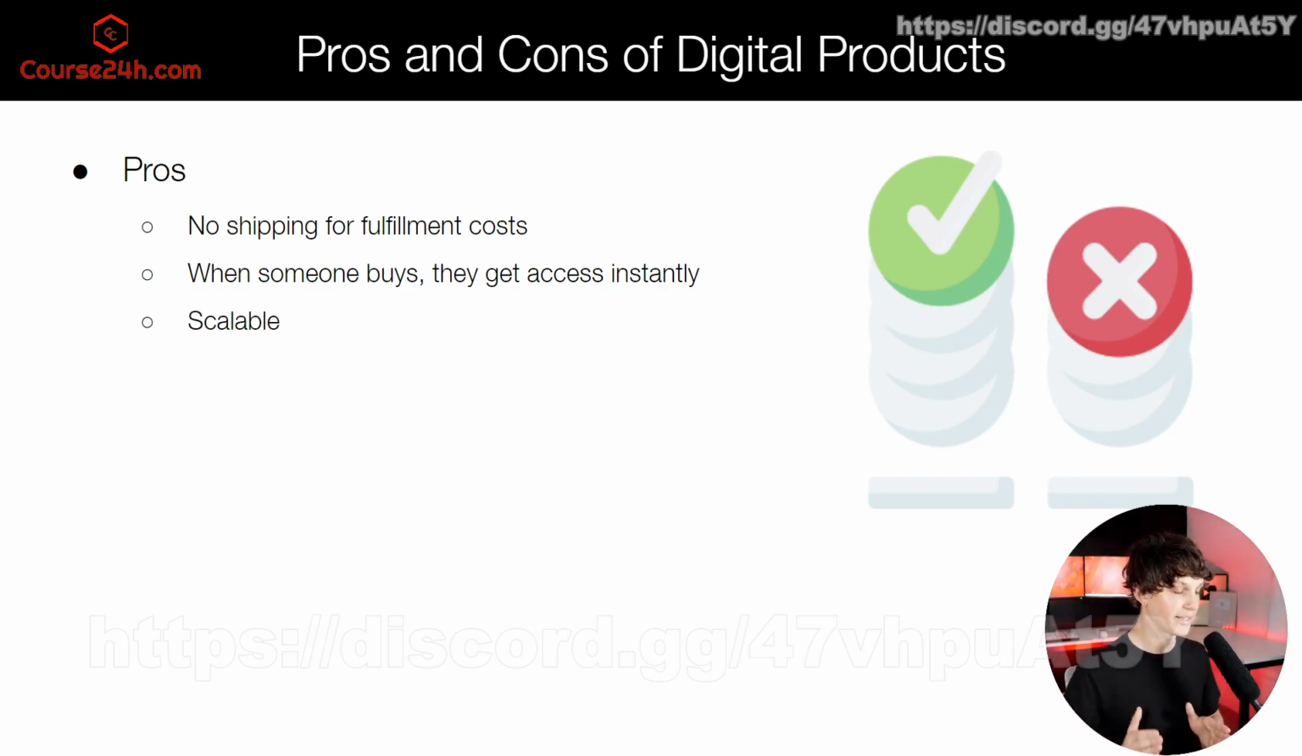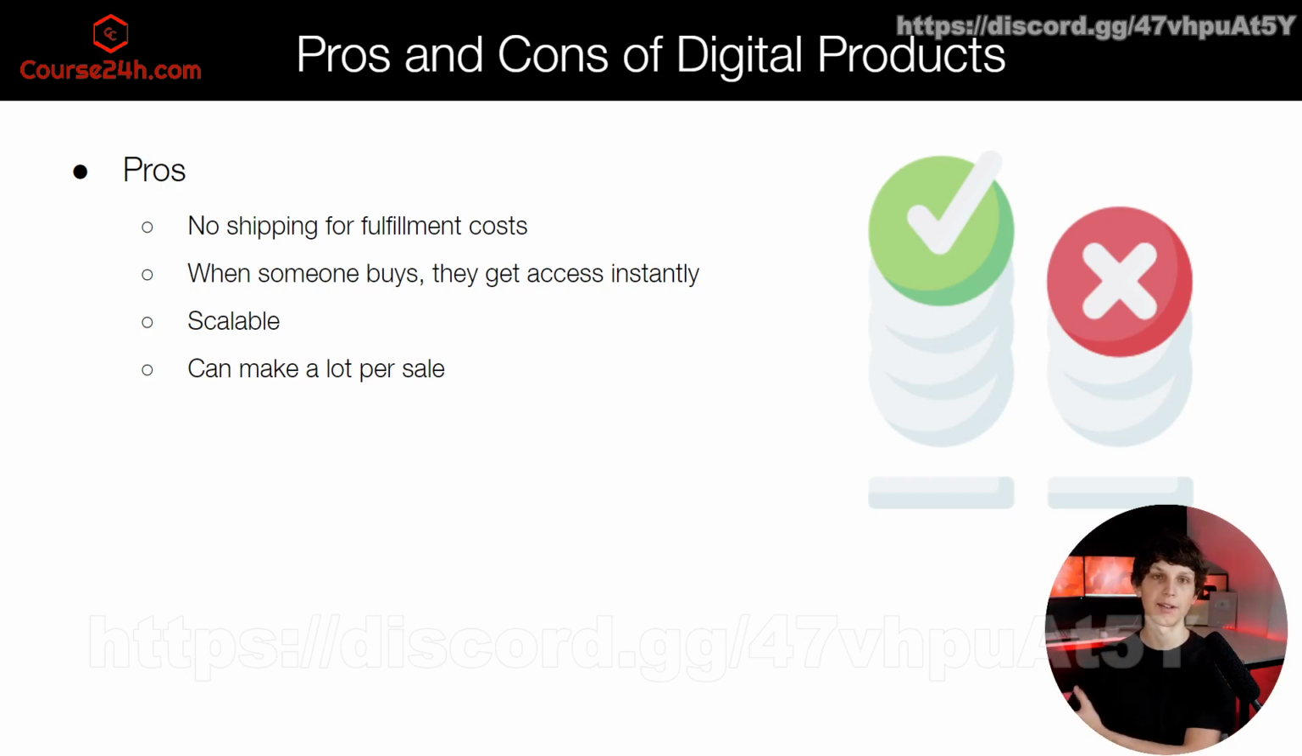Also, it's very scalable as well. Due to the fact that there's no fulfillment costs, and when someone buys, they get access instantly, you can scale it quite a bit. It's not a huge problem for you if 1 million people join your program, unless there is some aspect of it that does require your own time. But generally, digital products are very scalable. And you can make a lot of money per sale, because as opposed to being an affiliate for someone else's digital product, you can have your own digital product and you get 100% of every single sale that you make.